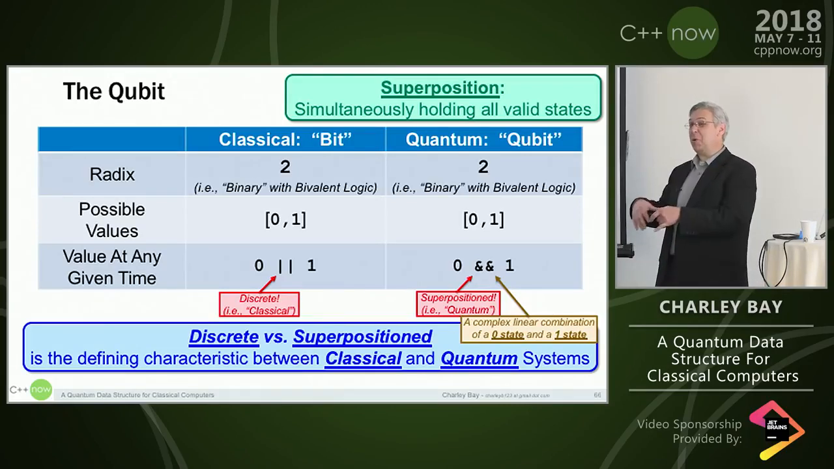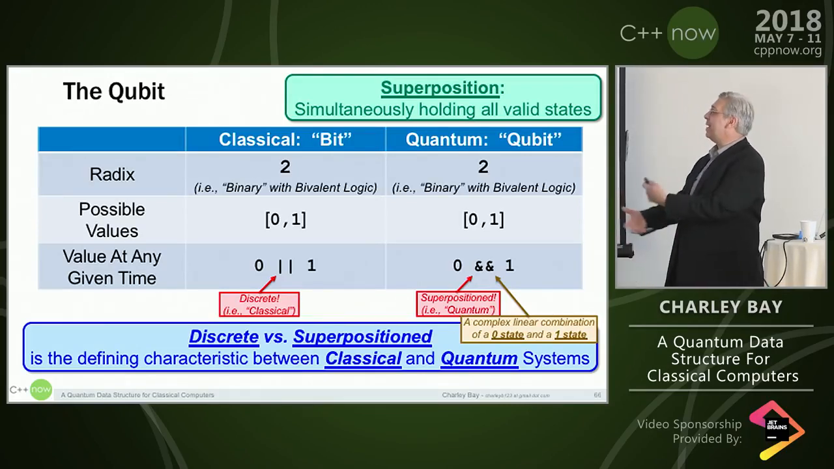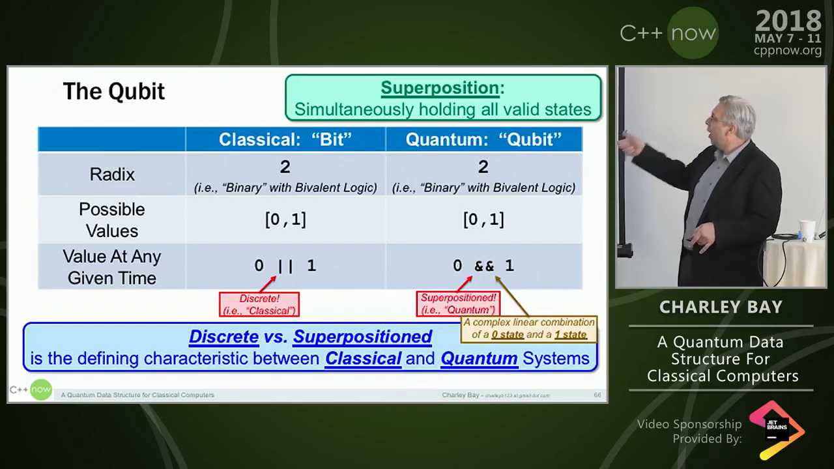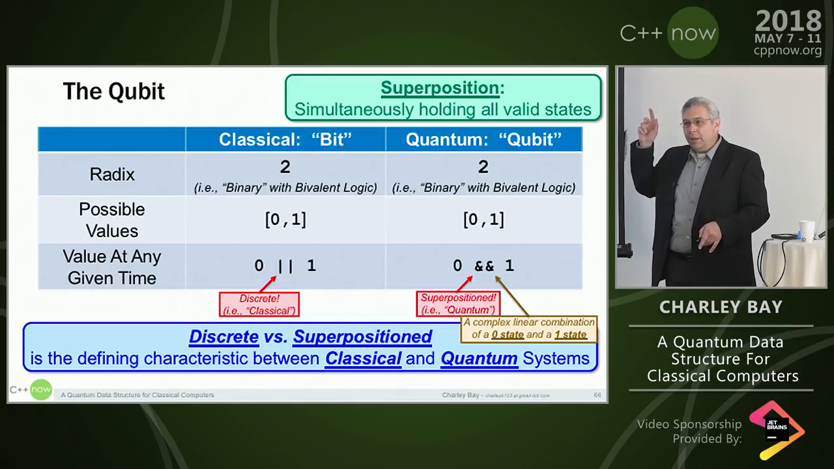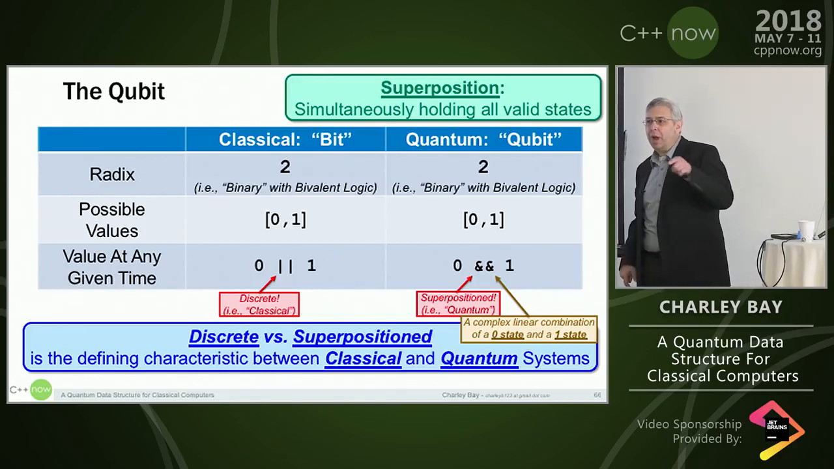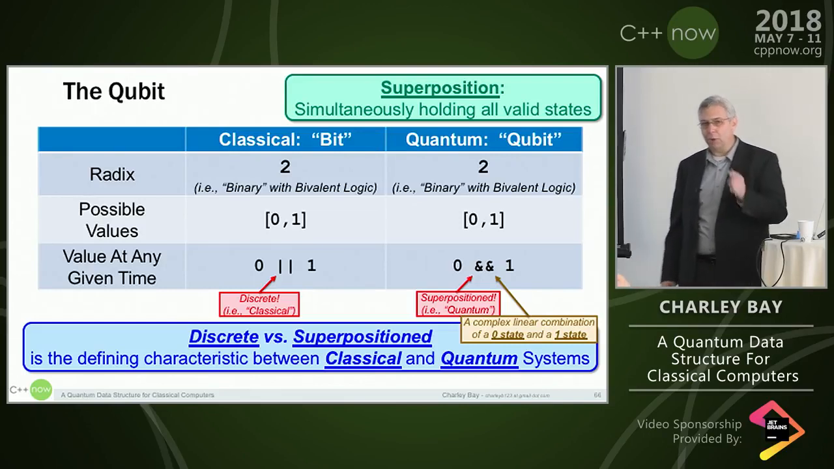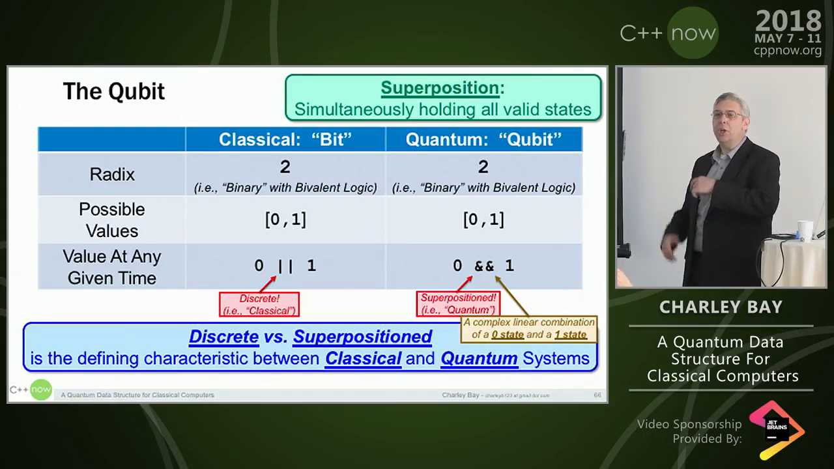You know, we can be zero and one. That's kind of the idea there. Now, literally, it's not zero and one. That's the next slide, but a qubit is a complex linear combination of a zero state and a one state. So that's gonna be an important point. We'll talk about that in a second, because that's the unknown. That's the generalization of probability.